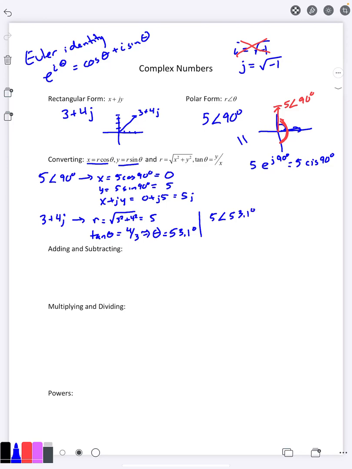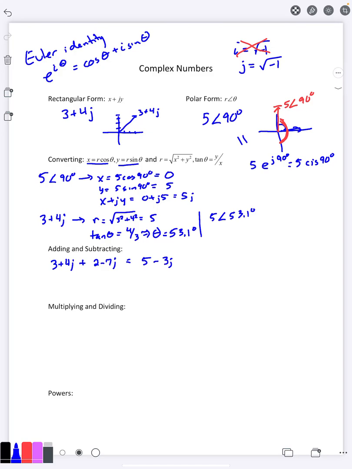Now, when you are adding and subtracting complex numbers, let's say I have 3 plus 4j plus 2 minus 7j, it's really easy to add them when written in rectangular form. You add the real components, 3 plus 2 is 5. You add the imaginary components, 4 minus 7 is negative 3, and you get your answer.